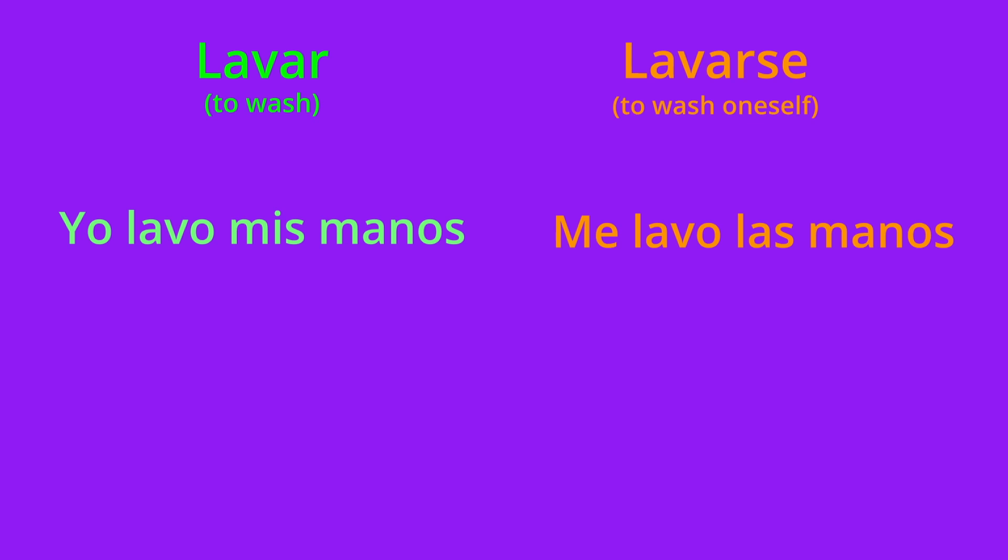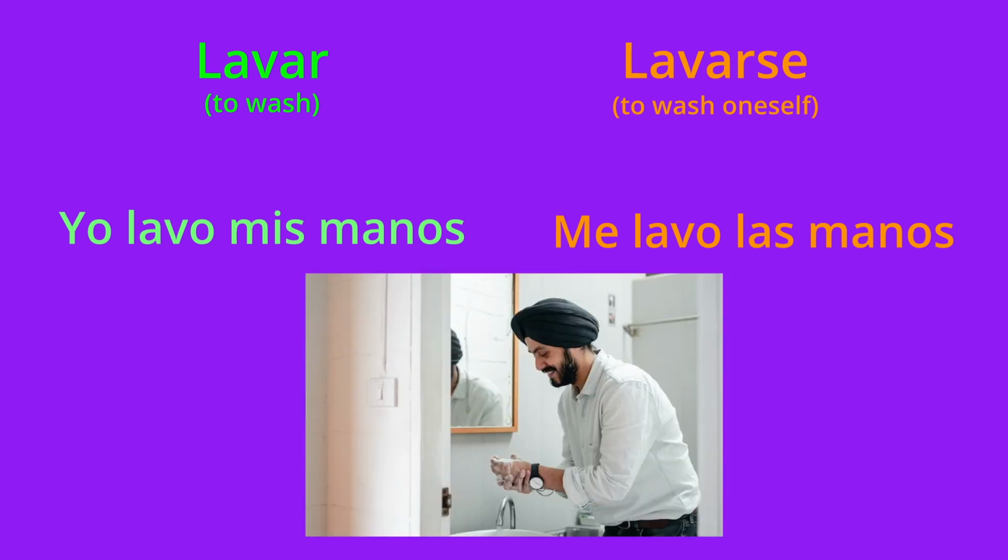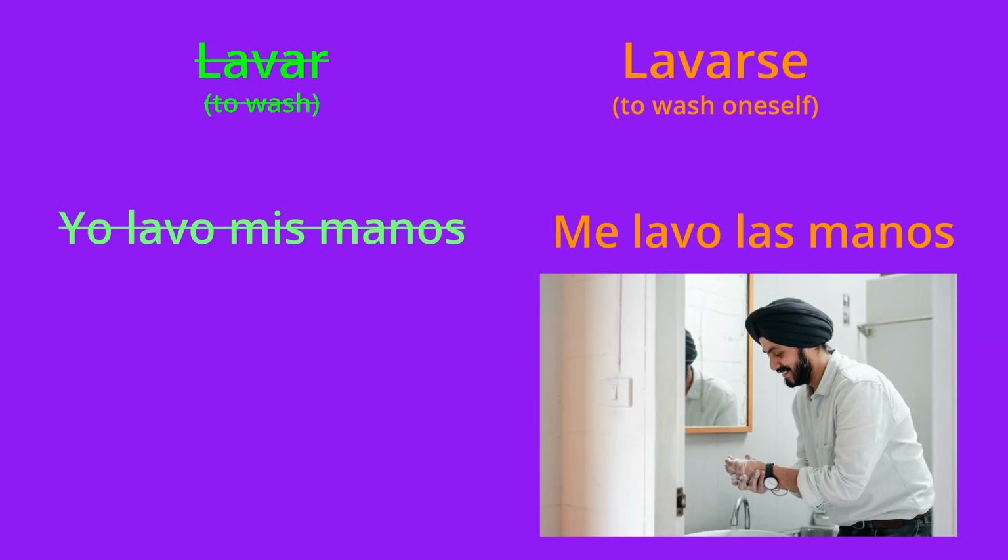Now listen closely. All you need to worry about is whether the subject is performing an action on itself or on someone or something else. That's the key difference. Remember the mirror analogy. So when I want to say I wash my hands, I realize that my hands are a part of me, or dare I say myself. So that means that I should prioritize lavarse instead of lavar.